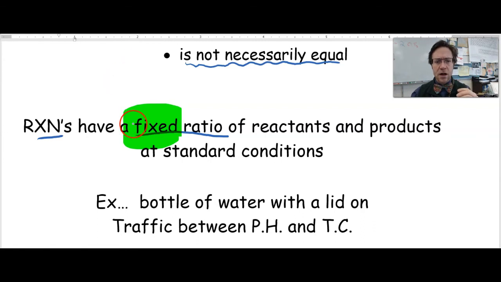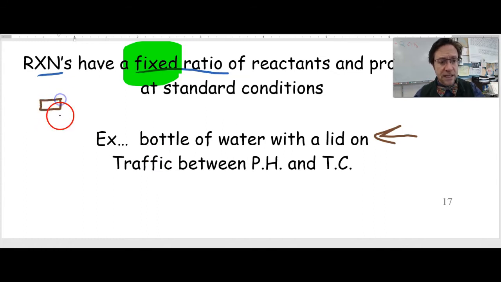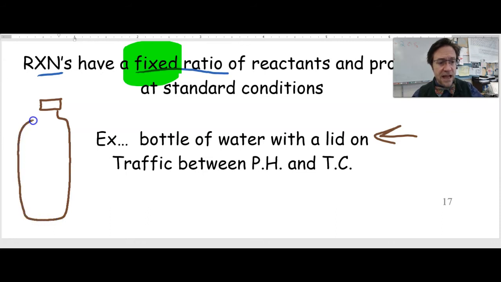So here are a couple examples of systems at equilibrium. This is one that will show up. This one actually shows up a lot. This one, I don't know why. Actually, I do know why. A water bottle with a closed lid is a very common system at equilibrium because it captures a couple of things about equilibrium, right? Here we have liquid, and here we have water vapor, right? And so that's a system at equilibrium.